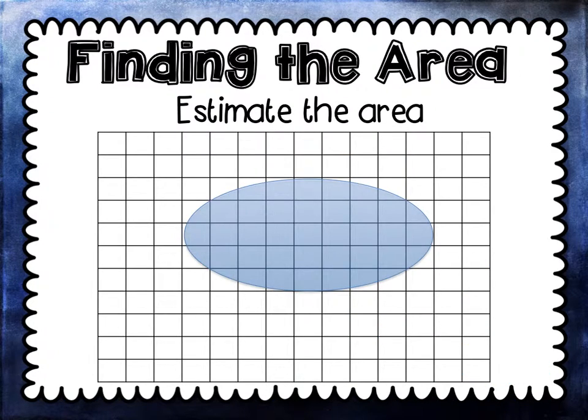For this shape, because the sides are not all straight, I'm going to have to estimate again, which means I'm going to count the full square units, and then I'm going to estimate the partial units. Let's do that quickly together.